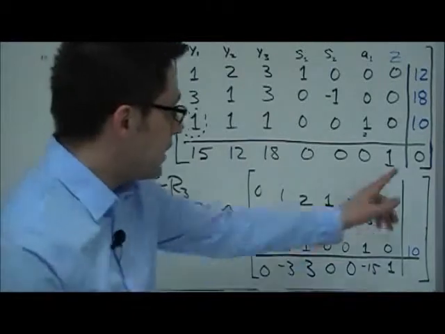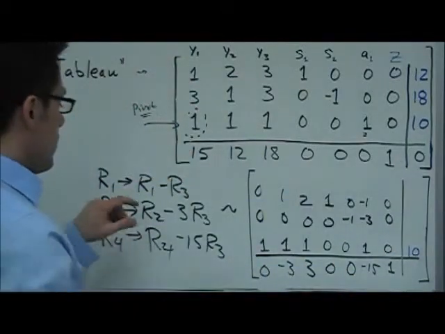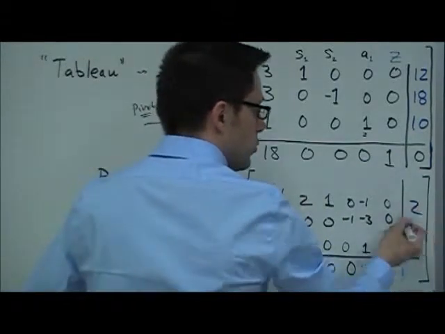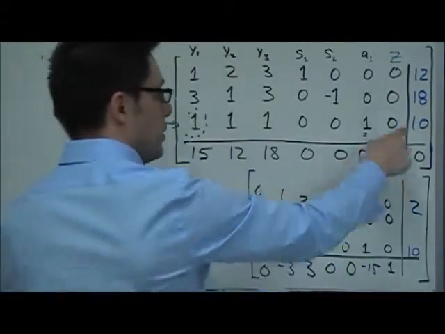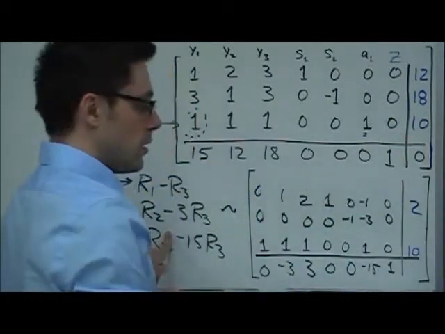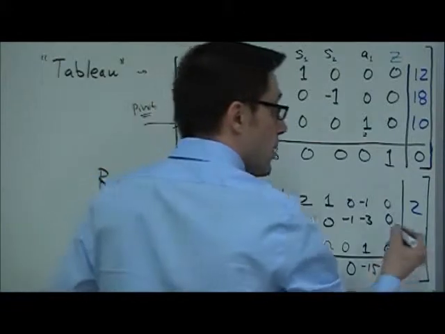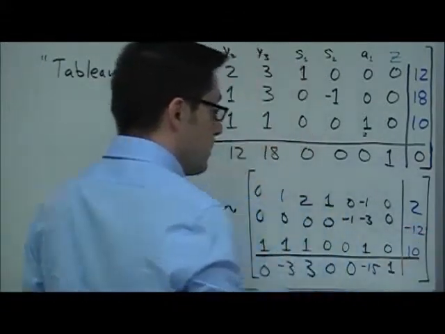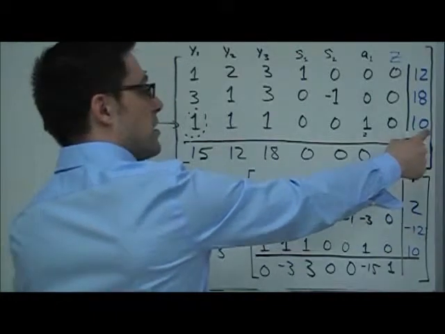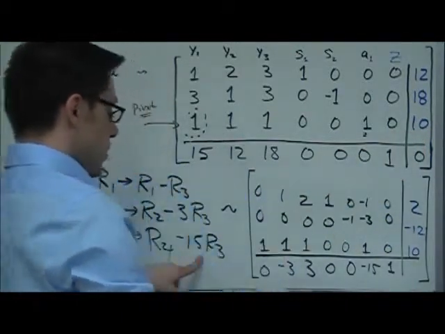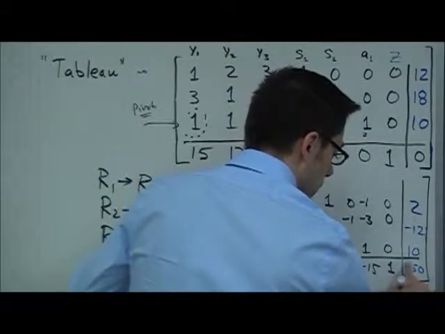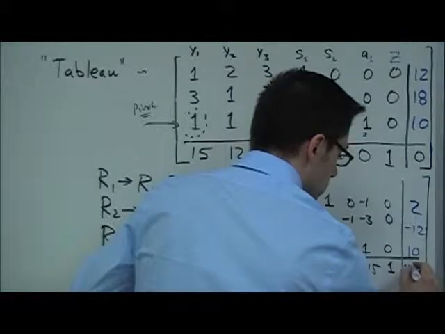Okay, so let's look finally at the last column here. So if I take R1 minus R3, so 12 minus 10 is going to be 2. I've got R2, 18 minus 3 times R3, so 18 minus 30. Right? So 18 minus 30 is going to be a negative 12. And similarly here, I've got R4, which is 0. 0 minus 15 times R3, so it's going to be a minus 150. Okay? It's a 150 over here, minus 150.